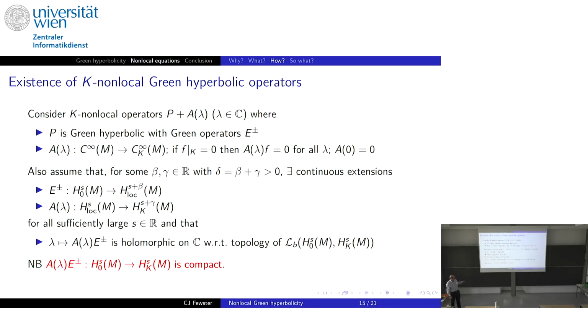The last thing we are going to assume is that this composite, when I have my Green operators for the honest Green hyperbolic operator and I compose with A of lambda, I should get something holomorphic on the whole of the complex plane, though one could restrict, with respect to the topology of bounded convergence between these two Sobolev spaces. And the advantage of this slight improvement in regularity is that this operator, when we go between spaces of the same regularity, is compact, by Sobolev embedding results. So that's the nice situation to be in.